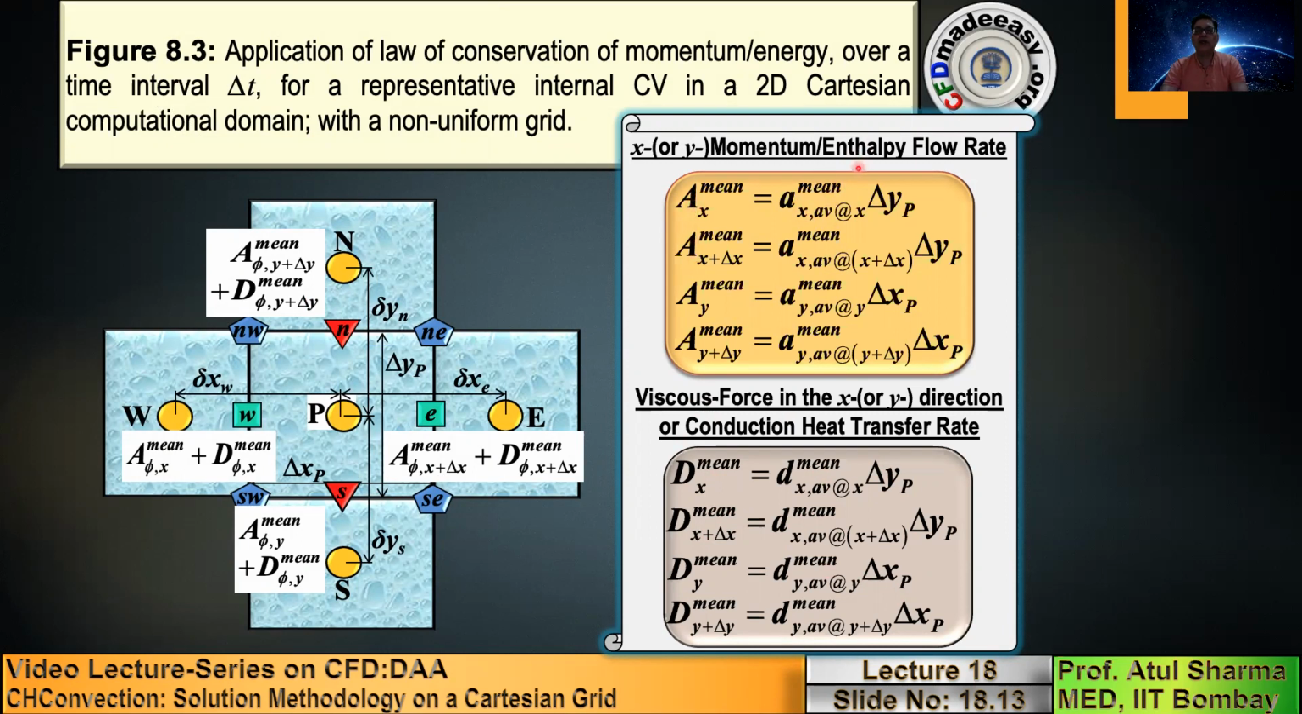Now that we are using a general symbol, along with enthalpy flow rate we are also using it for x momentum and y momentum flow rate. So this A represents, as I mentioned, A phi. If phi is U, it corresponds to x momentum flow rate. If it is V, y momentum flow rate. If it is T, it's enthalpy flow rate. Similarly, here the total diffusion corresponds to the viscous force in x and y direction or the conduction transfer rate.